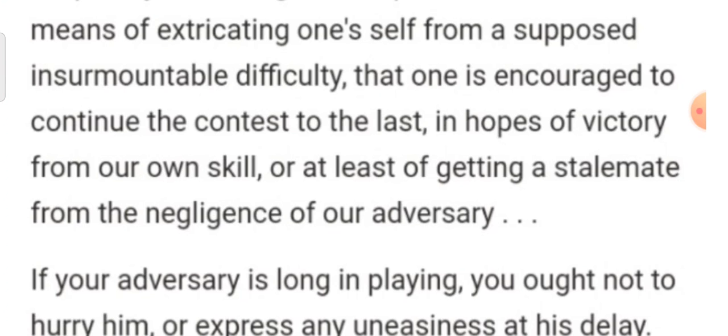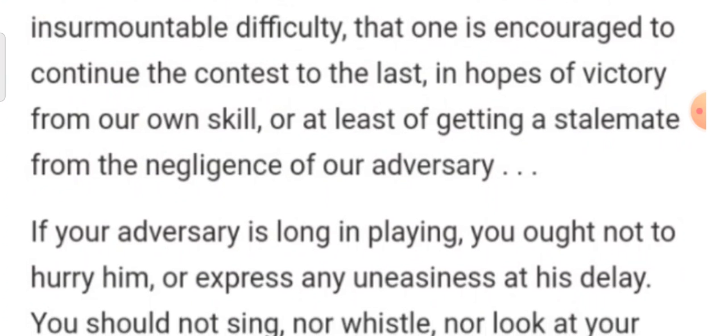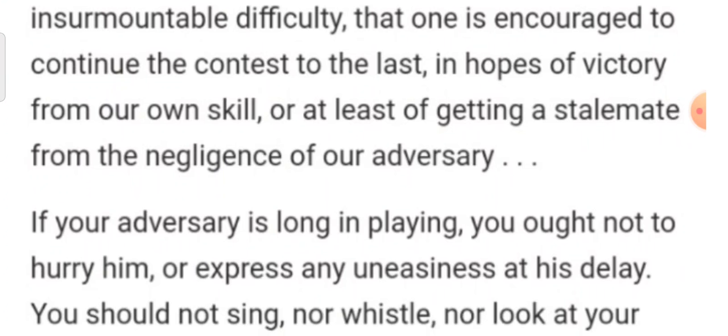That one is encouraged to continue the contest to the last, not to move out in between, not to say that I am lost. In hopes of victory, we should always be in hope of victory in our life from our own skill, the skill which we have, the skill which we develop from our families, from our friends, from our teachers, from everywhere. Whatever skill we develop, we should use those in order to be successful in our life, or at least of getting a stalemate from the negligence of our adversary.